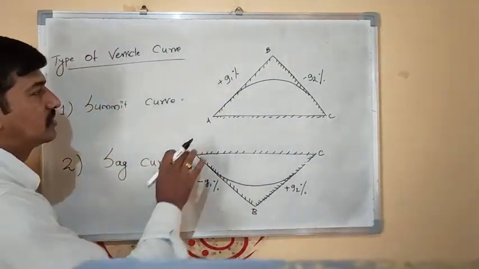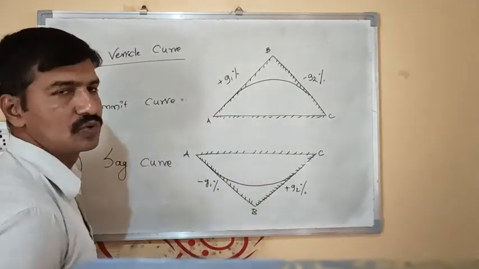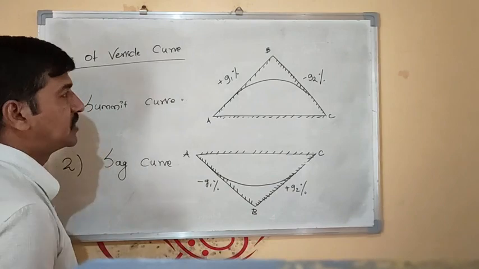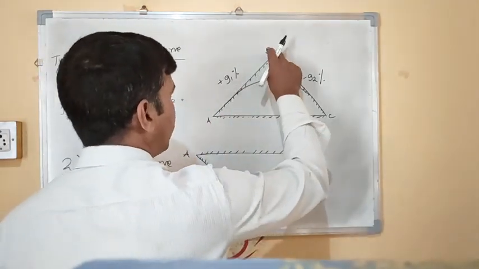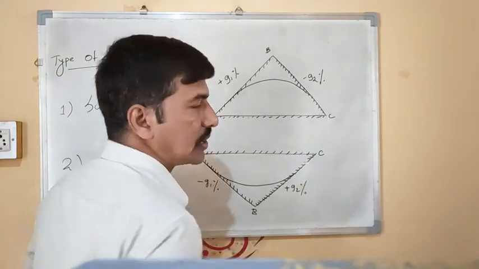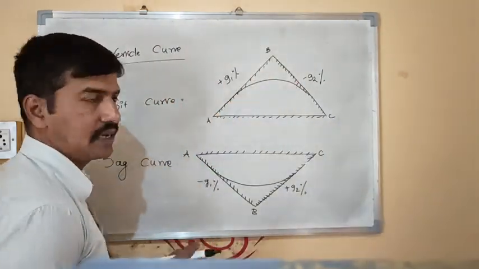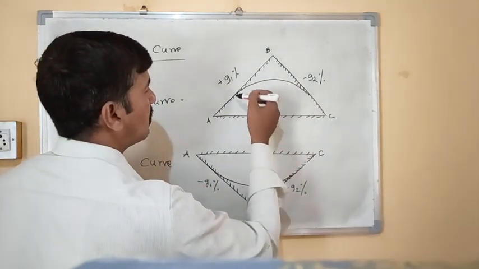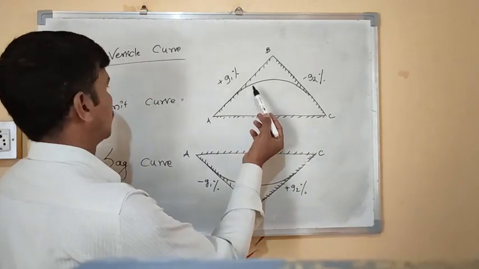The difference between a summit curve and a sag curve is what? They are exactly opposite to each other. If you look at the first figure, A to B is an up gradient, B to C is a down gradient. So they meet at an apex point, point B. And to run the vehicle smoothly, we need to provide a smooth arc. So this is your summit curve.